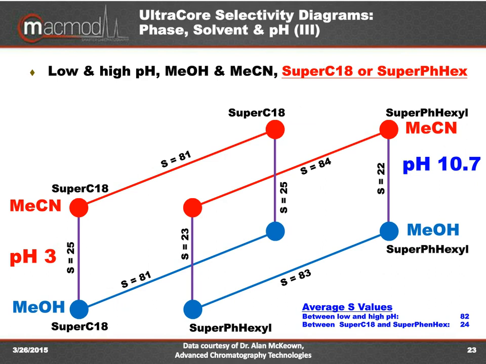Similar results here, switching between low and high pH with methanol and acetonitrile, and then either the super C18 or the super phenylhexyl. Looking at it a different way, you see the numbers averaging around the mid-20s between the two phases, and 82 between low and high pH. Again, the red circles represent acetonitrile mobile phases with the two stationary phases, and the blue dots represent methanol for the super C18 and the super phenylhexyl.